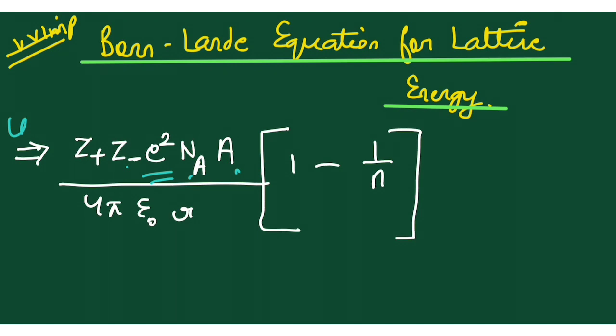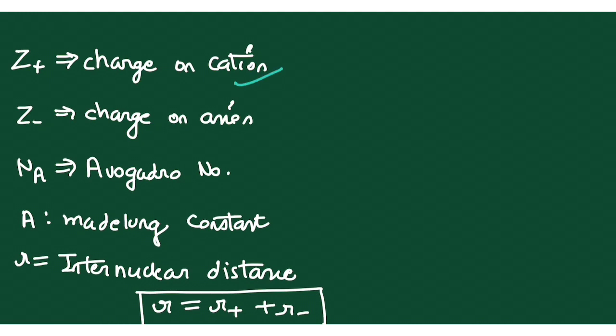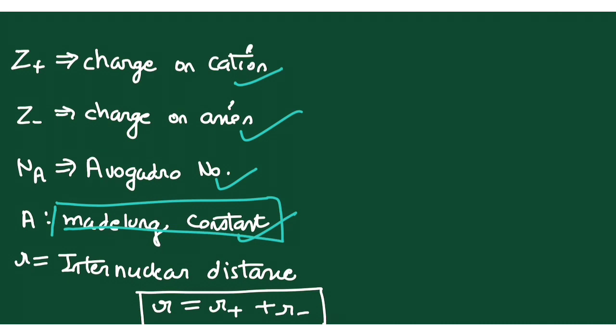Don't panic. Please don't stop the video by seeing this formula. Please watch it. Now, Z plus is the charge on the cation. Z minus is the charge on the anion. Na is the Avogadro number. A is the Madelung constant which will be provided to you. Okay. That depends upon the arrangement. R is the internuclear distance, basically R plus R minus. You can calculate this according to the arrangement.